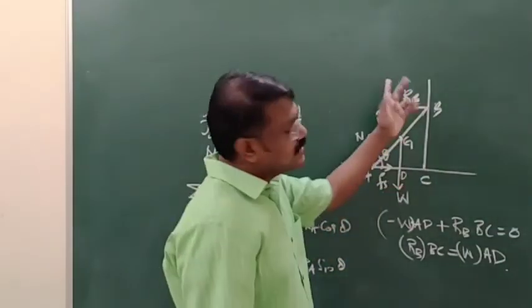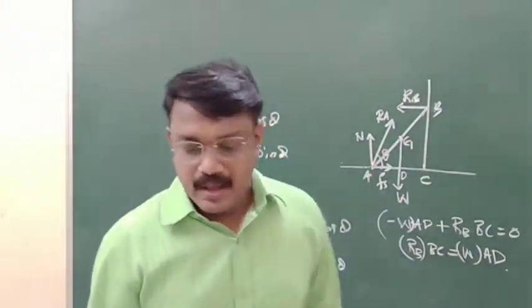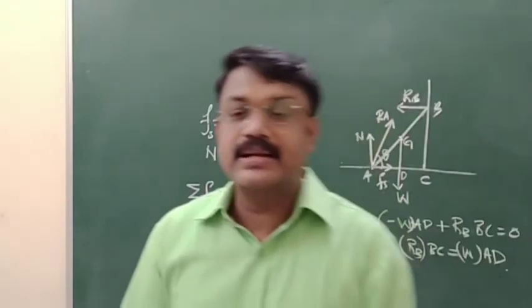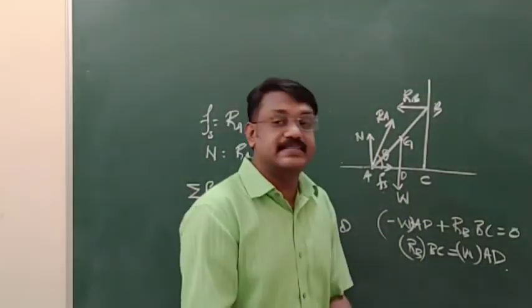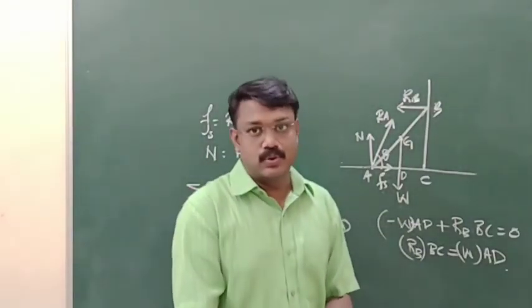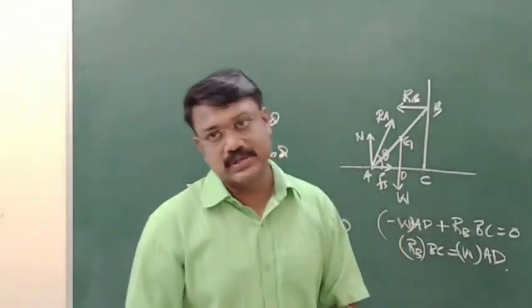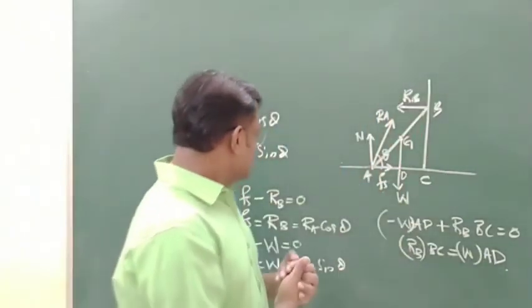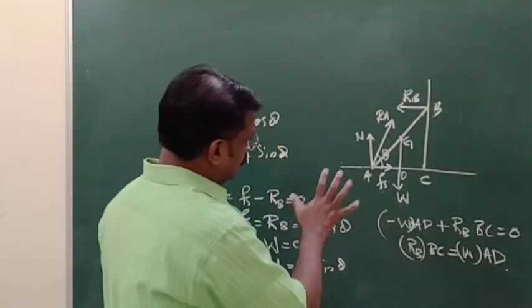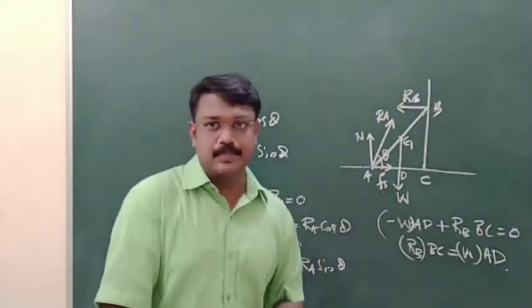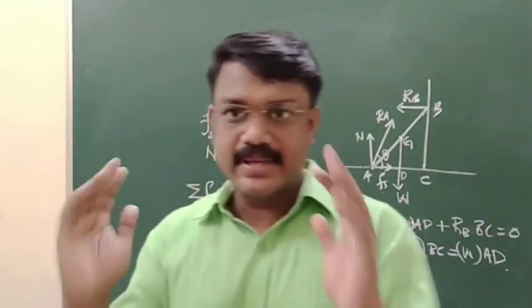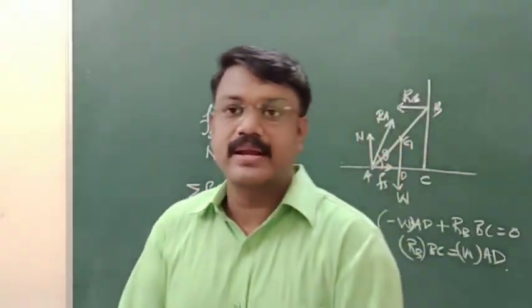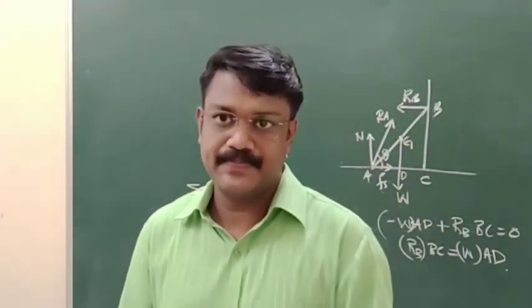This is anti-clockwise and this is clockwise. So the net torque or net moment will be 0. Okay, so this is the condition for a ladder to be in equilibrium. That means the total force acting on this should be 0 and the total torque acting on this should be 0.